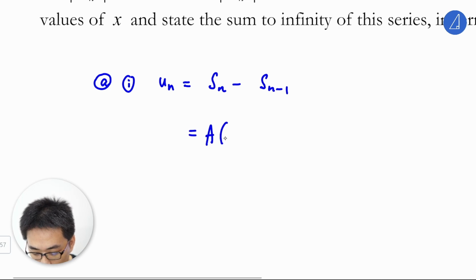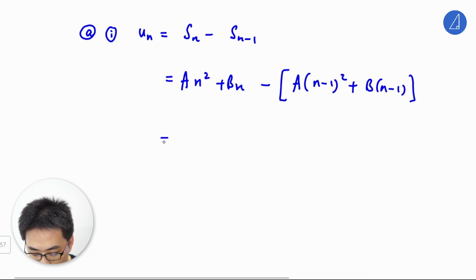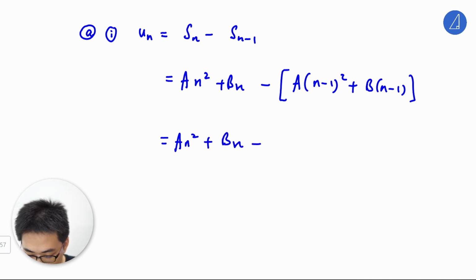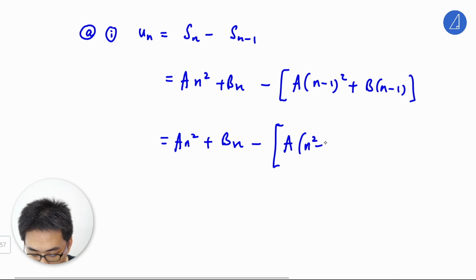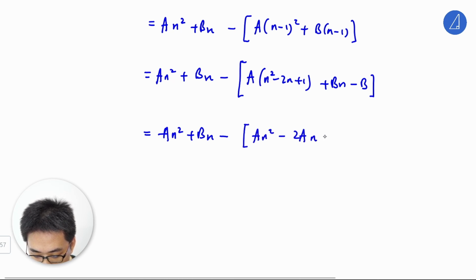So this is a n square plus bn minus of a n minus square plus bn minus 1. Going to issue an square plus bn minus an square minus 2n plus 1 plus bn minus b. Okay, then you just slowly expand it. I think should be fine. An square minus 2an plus a plus bn minus b.